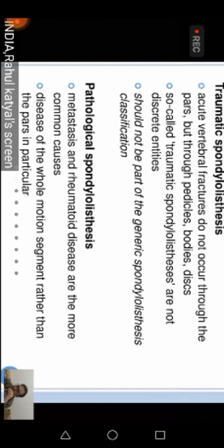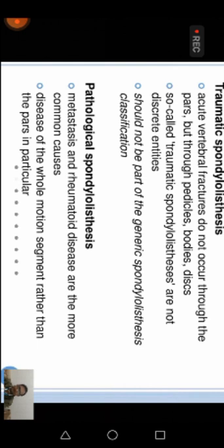Tell the meaning of metastasis also. Metastasis is any cancer or tumor that is not confined to its boundaries, which has spread. The cancer which spreads is called metastasis.